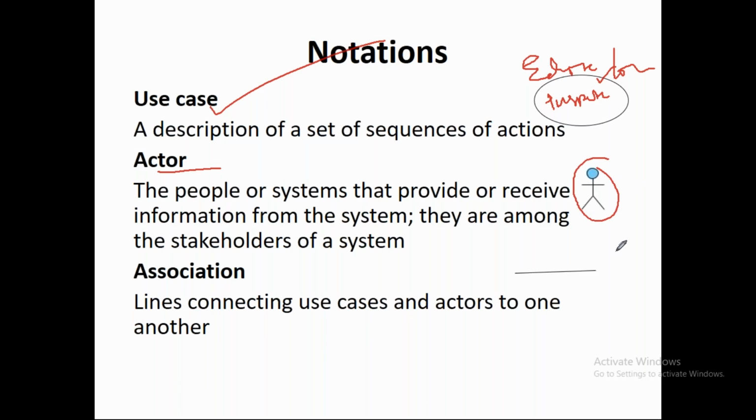They're among the stakeholders of the system. Association: the lines connecting the use case and actors to one another. This is called the association line. The lines connecting the use cases and actors to one another are called the association.